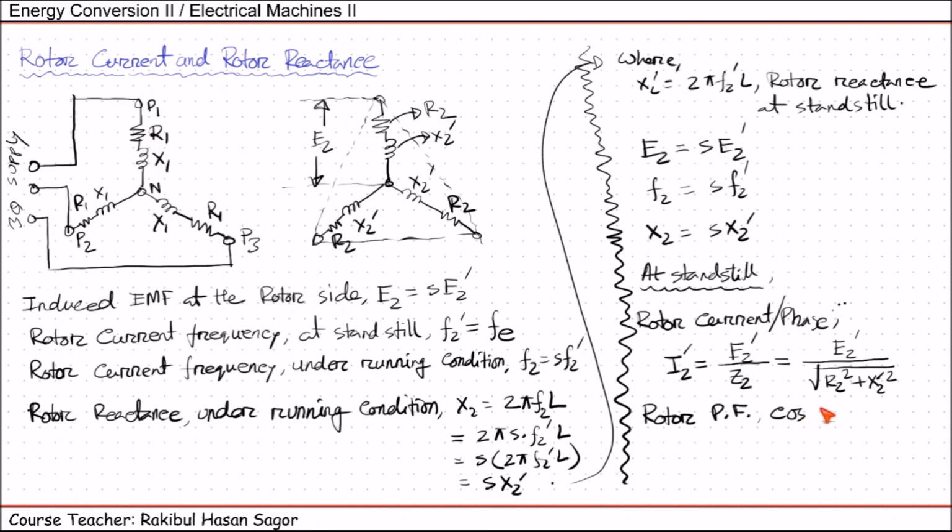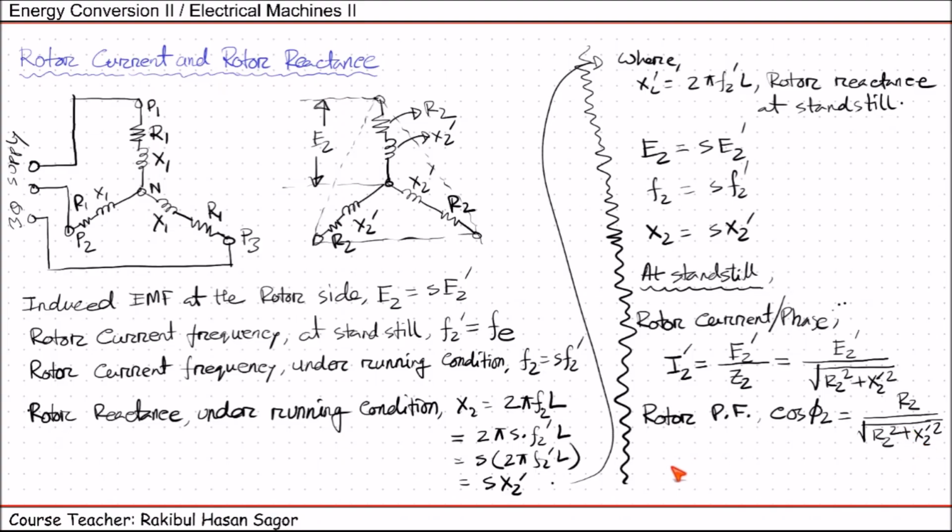let us write as cos phi 2 equal to R2 over root over R2 square plus X2 prime square. I hope you know this equation. The rotor power factor depends on this resistance and reactance value. So we have R2 here and X2 prime as inductive reactance. So the power factor can be calculated using this equation, R2 divided by root over R2 square plus X2 prime square.